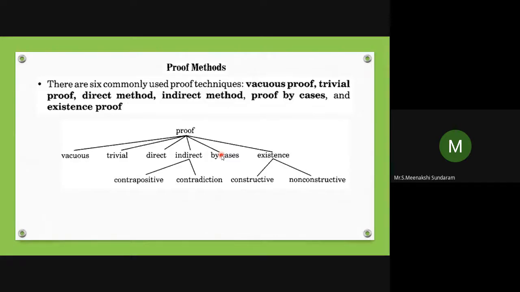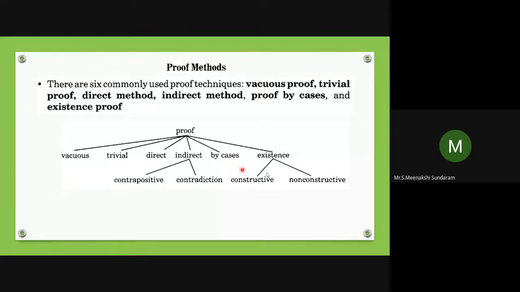Contrapositive is nothing but negation of Q tends to negation of P. And indirect method means contradiction. So the negation of the conclusion, you can include it. Negation of the conclusion, you can add to the additional premises, then conclude the result is false. That is called contradiction.